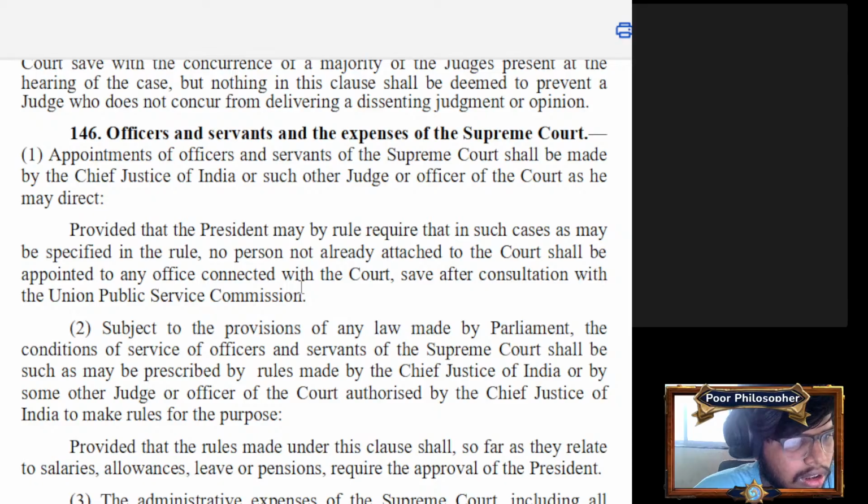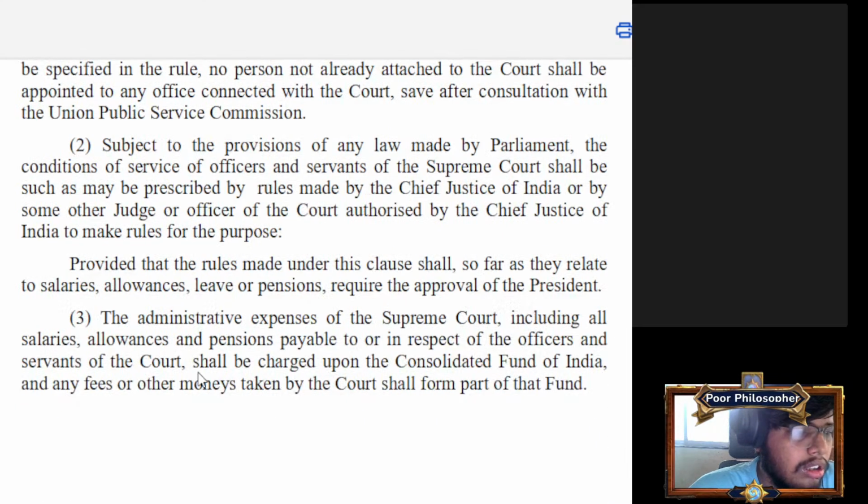Okay, so the Supreme Court Chief Justice can only nominate or choose the officers and servants who will be doing the jobs in the Supreme Court, and also they cannot be connected to the court before their hiring.